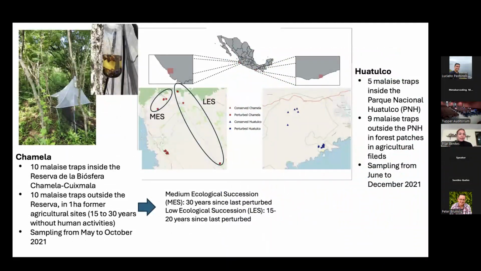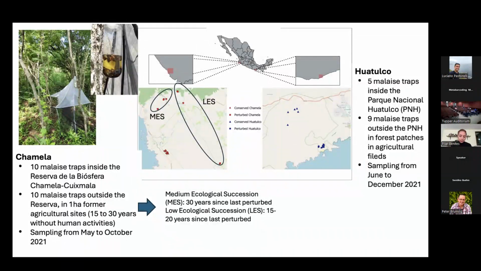So we sampled these areas through malaise traps. In the two regions, in Chamela, we had 10 malaise traps inside the Reserva de la Biosfera, and 10 malaise traps outside the Reserva, in 1 hectare plots that used to be agricultural sites and are now fenced and have been without human activities for a certain amount of years, from 15 to 30 years without human activities.